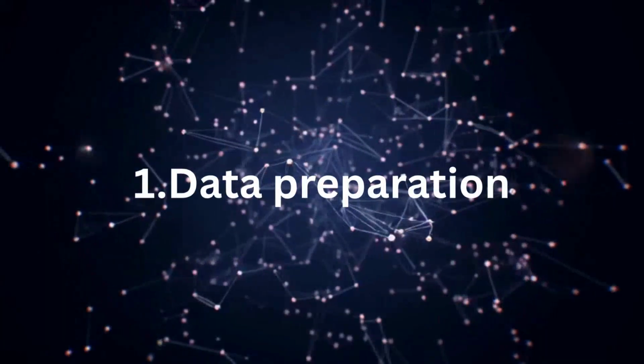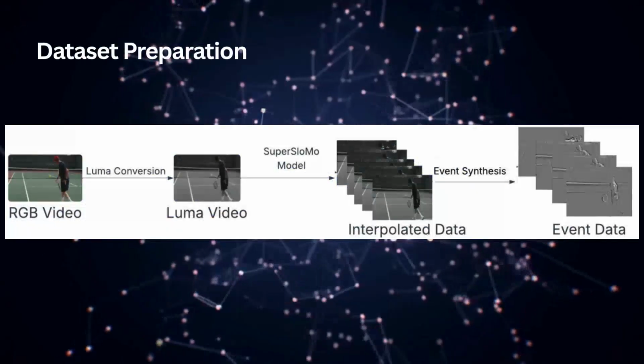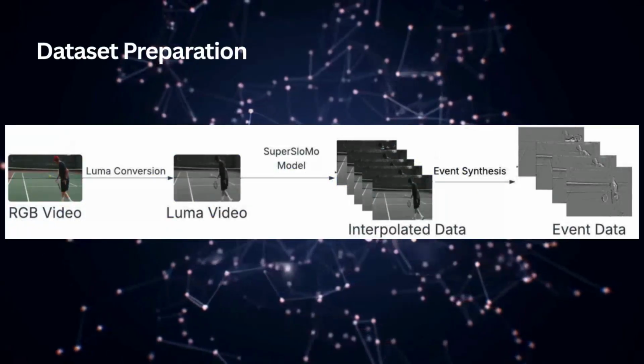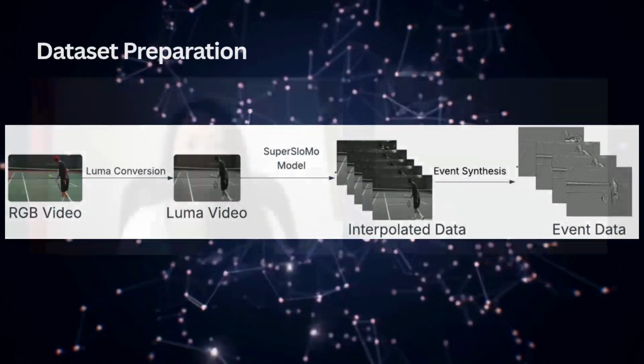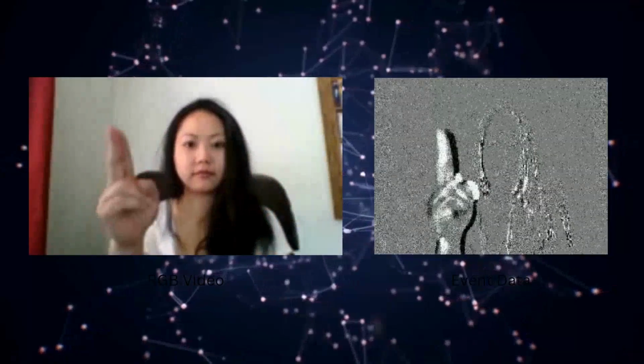We use the gesture dataset, which is a 27 different hand gestures dataset, originally in RGB format. Using a simulator called V2E, we convert these RGB videos into event-based data. Event-based data simulates how neuromorphic sensors work, by capturing only motion or changes in the scene.